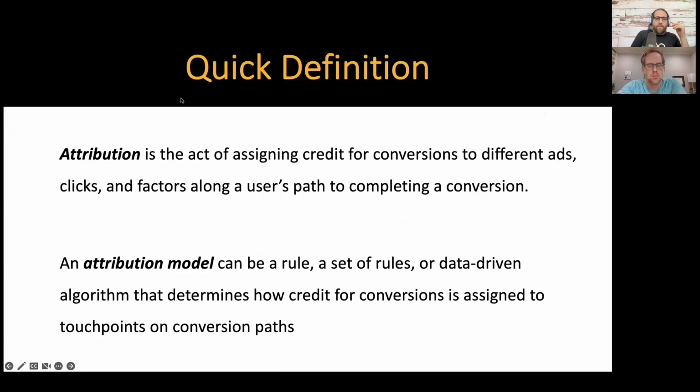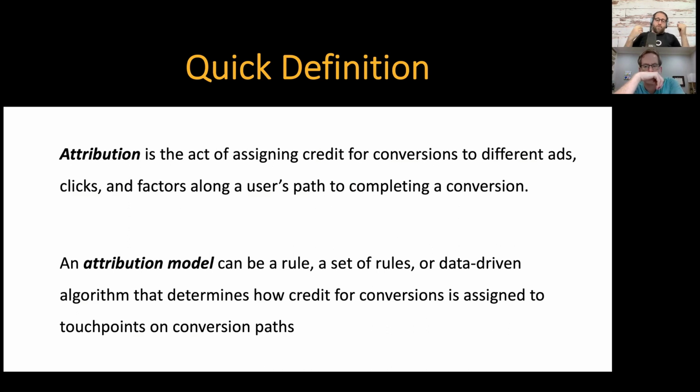Okay, so we're talking about attribution. Hopefully you get a feeling what attribution is already, but let's talk about it. Attribution is the act of assigning credit for conversions to different ads, clicks, and factors along a user's path to completing conversion. So it's like a person did something because of a couple things. Who gets the credit, right? What gets the credit? The last thing, the first thing, so on and so forth.